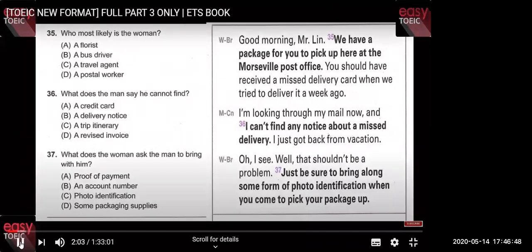Number 35. Who most likely is the woman? A florist, a bus driver, a travel agent, or a postal worker? A postal worker. A travel agent. No, not a travel agent. What do travel agents do? Oh, no, I'm sorry.